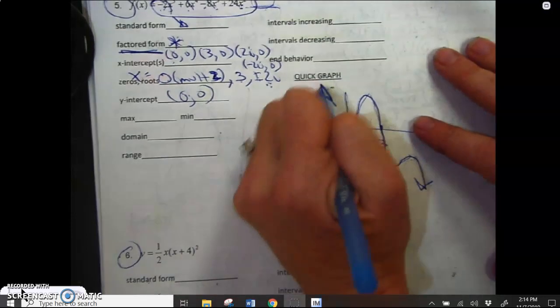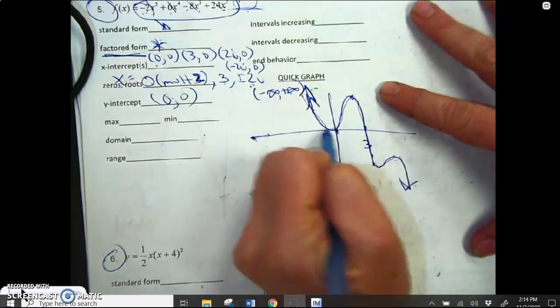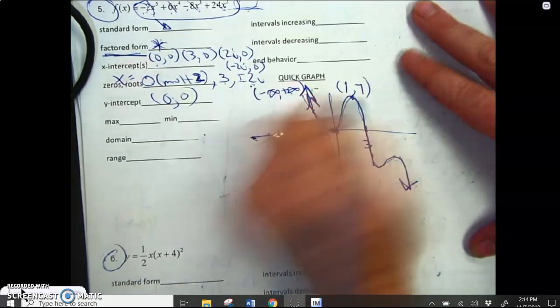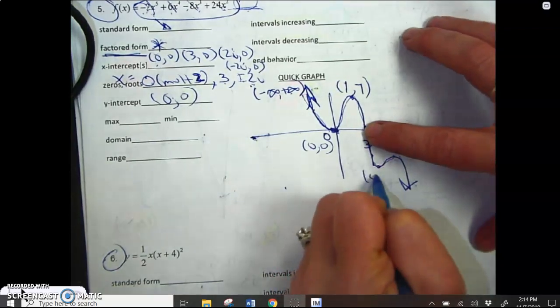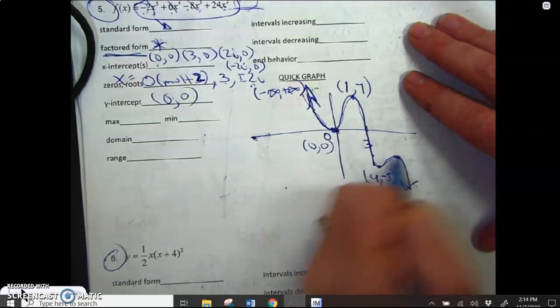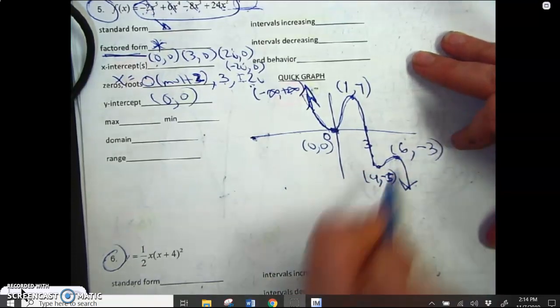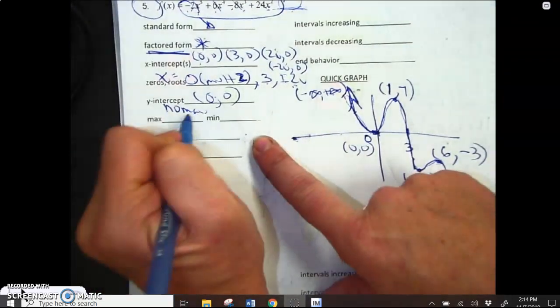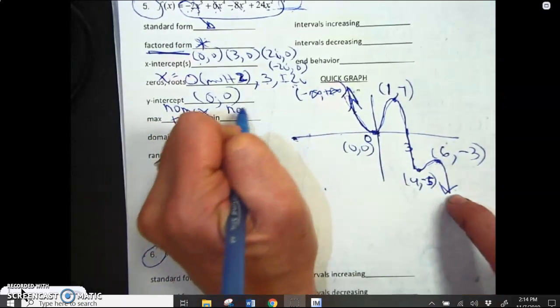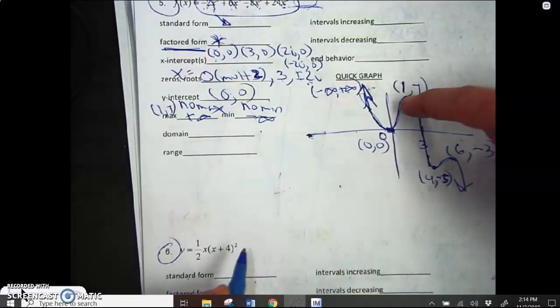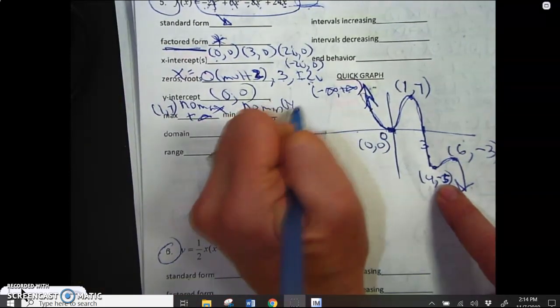So with that being said, this is up forever, negative infinity, positive infinity. It bounces at 0, so this is (0, 0). This has got to be between 0 and 3, so we'll say (1, 7). This has got to be after 3, so I'll say (4, negative 5). This has got to be after 4, so we'll say 6. But it's above my negative 5, so that would have to be negative 3, or negative 4, negative 2, or negative 1. The max, no max, positive infinity, no min, negative infinity. But I have a relative max that I stated was (1, 7), and I have a relative min that I stated at (4, negative 5).